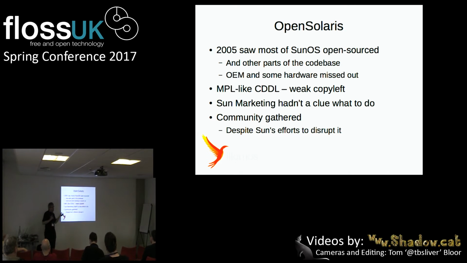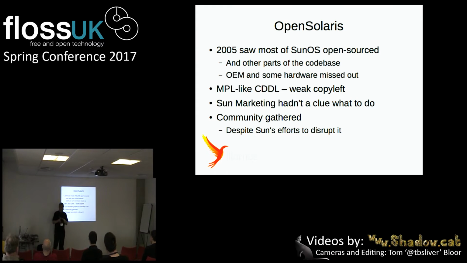At about the same time as Solaris 10 was going on, and there is actually a bit of an overlap, in 2005, which is the same year that Solaris 10 was released, most of SunOS was open sourced. Big fanfare, OpenSolaris came along. There are other parts of the code base as well: there's SunOS, there's things like the installer, there's the desktop. Well, the desktop was GNOME, so that was open source already, but there were various other bits and pieces.